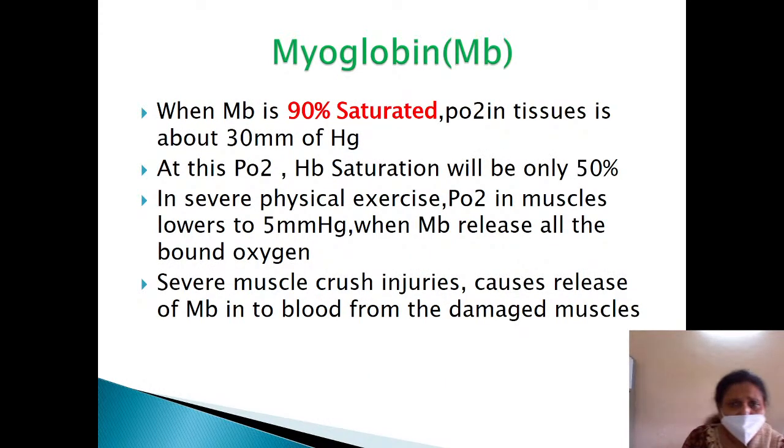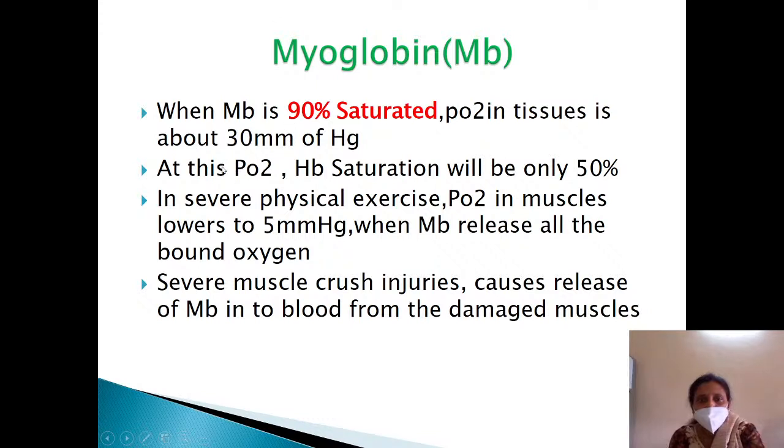Now here, why is it called that? Because of more affinity towards oxygen. When myoglobin is 90% saturated, the partial pressure of oxygen, PO2, in tissues is about 30 mm of Hg. At the PO2 level of 30 mm of Hg only, myoglobin is 90% saturated. Why? Because it has more affinity to oxygen than hemoglobin.